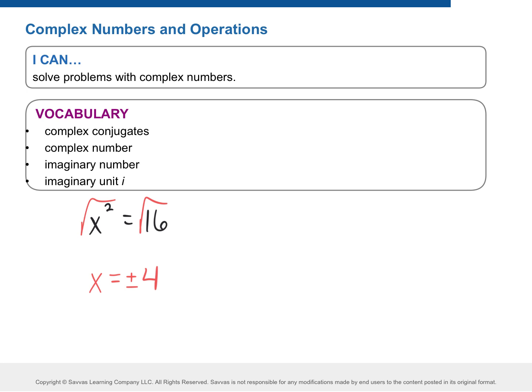Okay? If I had x squared equals 9, how do I get x by itself? Take the square root. Yeah, square root. So then I have x equals positive, negative 3. Write this down in your notes.